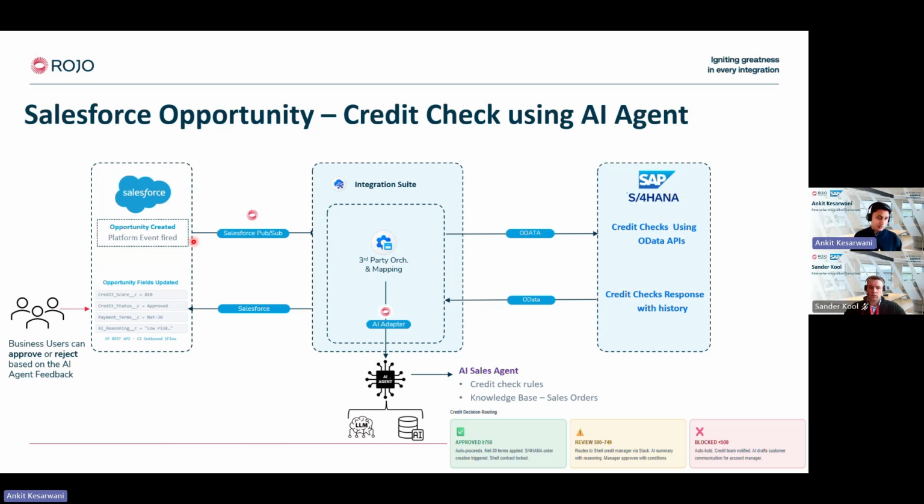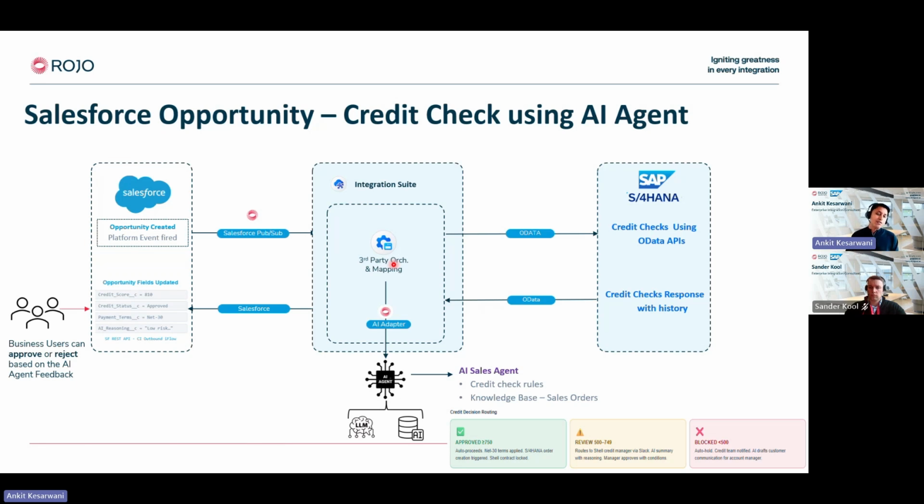And here, from the orchestration perspective, we can imagine a PubSub platform event getting triggered from Salesforce every time a new opportunity is created. Via the Salesforce PubSub adapter, we receive that event. Once we receive this event, we make a few calls. One call is to SAP S/4HANA to get the real-time credit information of that customer, so that we have the current context.